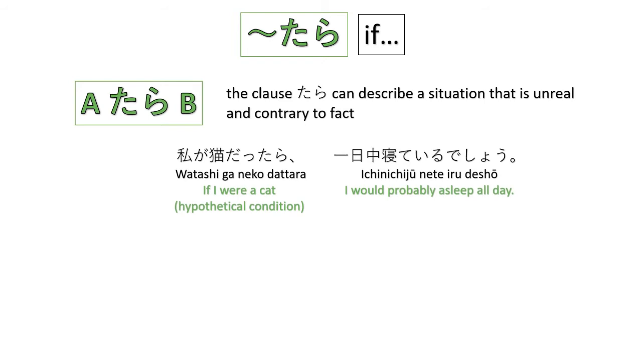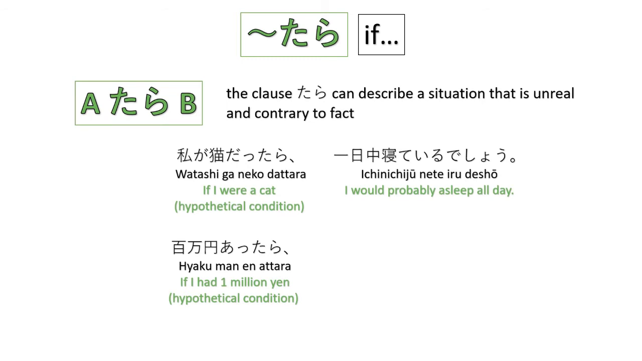Okay? So this is easy. These are the conditions which can never happen. If I were a cat, I would probably be asleep all day. So here we also use tara. Again, datta is the past casual form of deshita. Hyakuman en attara, if I had 1 million yen, kuruma mo kau n desu kedo, I would buy a car. If I had 1 million yen, for purposes of discussion, we just say this is a hypothetical condition. If I had 1 million yen, I would buy a car. Hyakuman en attara kuruma o kau n desu kedo.